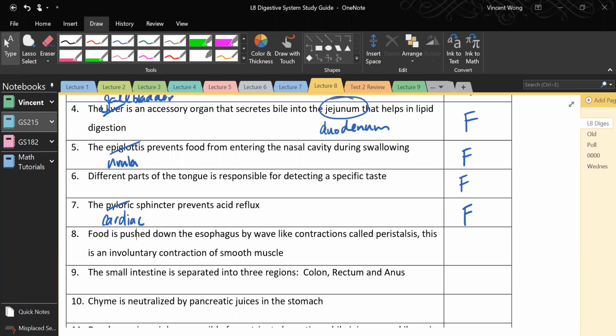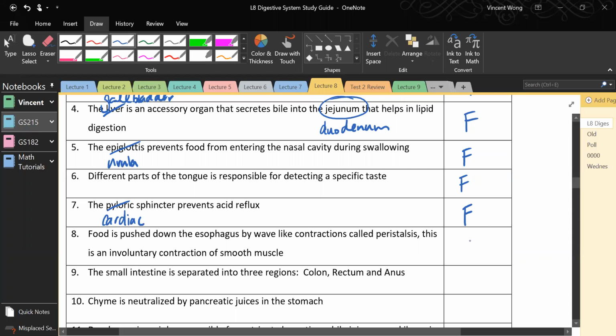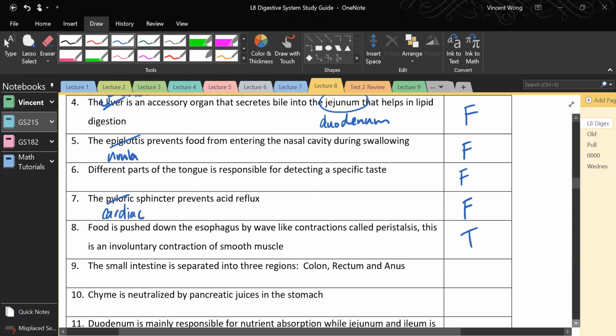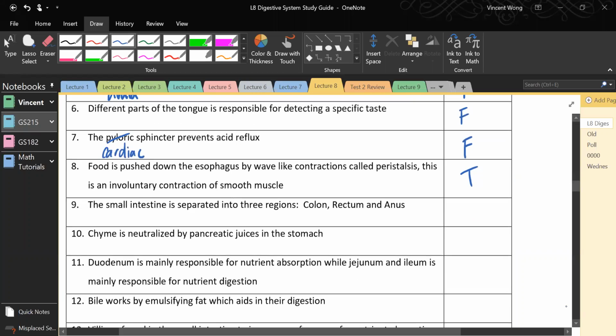Food is pushed down the esophagus by wave-like contractions called peristalsis. This is an involuntary contraction of smooth muscle. That's correct. The peristalsis is, of course, created by the muscularis layer, right? Small intestine is separated into colon, rectum, and anus. That should be the large intestine. False.